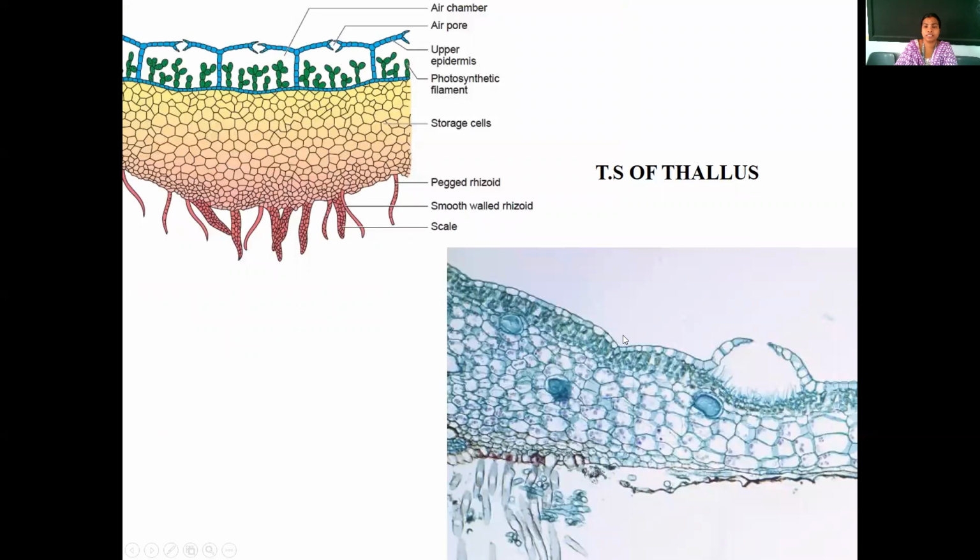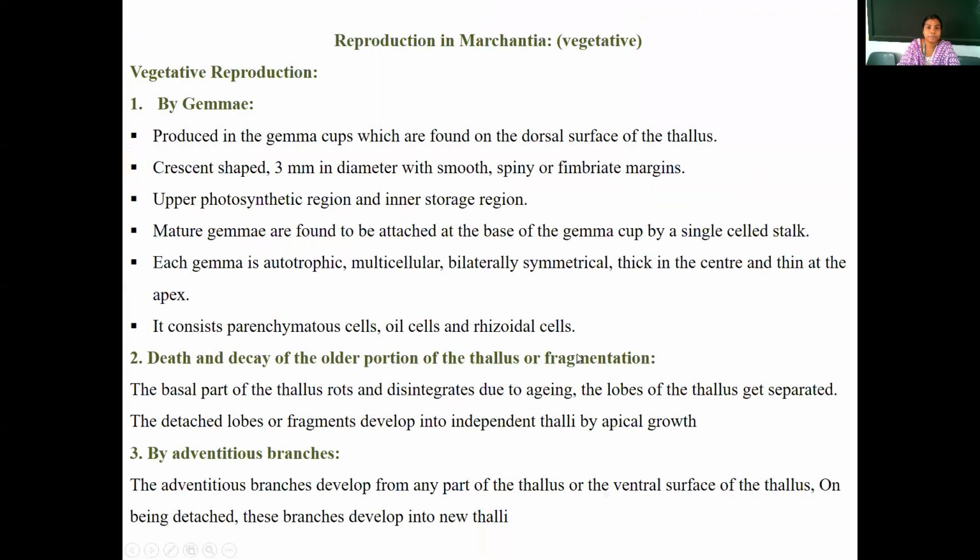If you take the transverse section of the thallus, it has an upper air chamber and air pore, upper epidermis, and the photosynthetic filaments, which have the chlorophyll pigment for photosynthesis. There is a cortical layer, that is the storage cells, where you can find the storage oil globules. We have rhizoids and scales on the ventral side of the thallus. On the dorsal side, you can see some gemma cups, which we call vegetative propagules. So this is how the thallus looks.